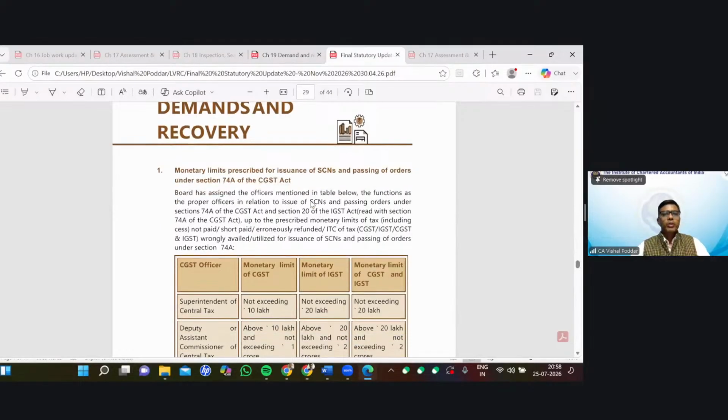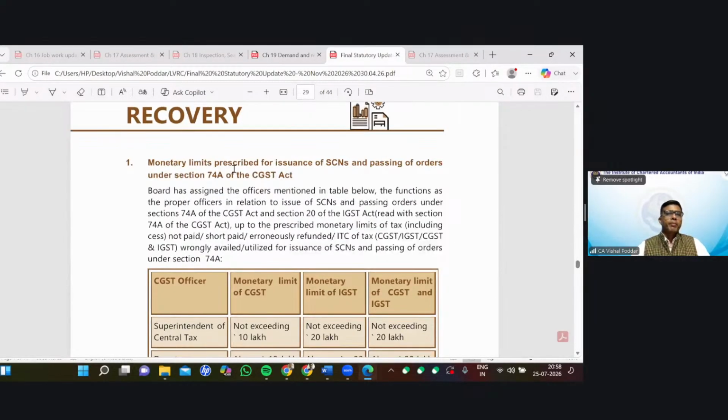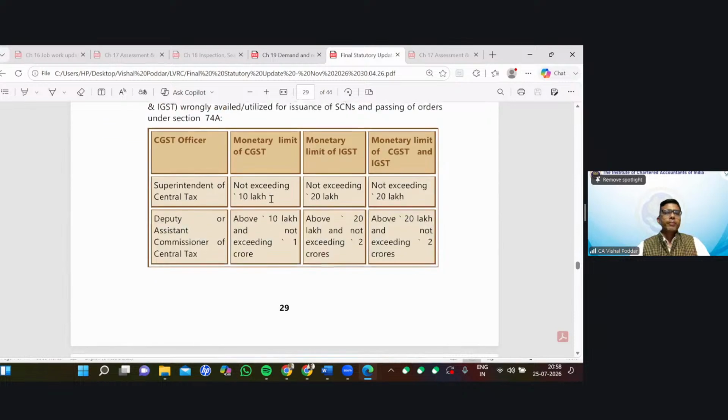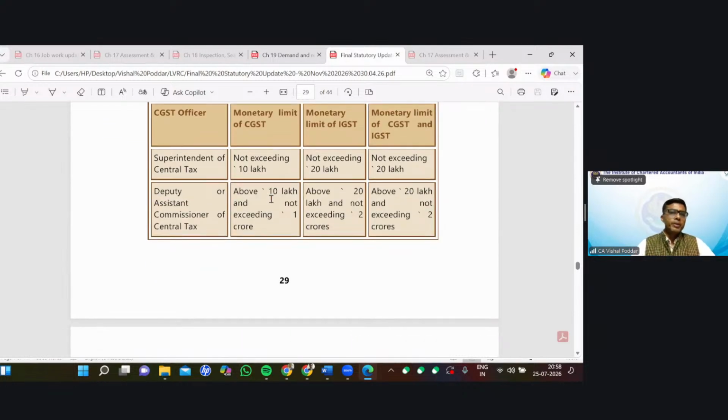Now let us go to the amendment part. So in amendment part, we have amendment relating to this chapter, which is monetary limits prescribed for issuance of show cause and passing of order under 74A. Now these are the monetary limits, and depending upon these monetary limits, it is decided as to who can issue and adjudicate the show cause.